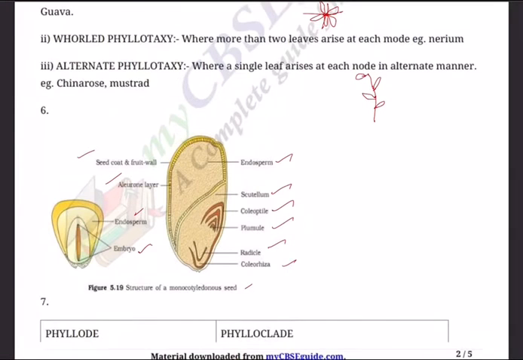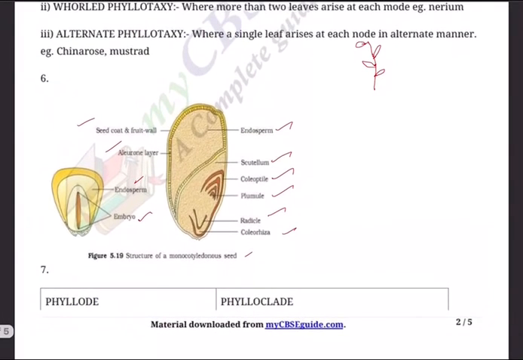Now for every label you must write the significance of it, so that if there is a question on scutellum, you can answer. What is coleoptile? What is the use of it? What is plumule? What is its future? What is radicle? What is it going to be in future? What is the significance of coleorhiza? So once you draw the diagram, label it, and write the significance of each label, then you are able to not only answer this question, but questions like this also you can answer.